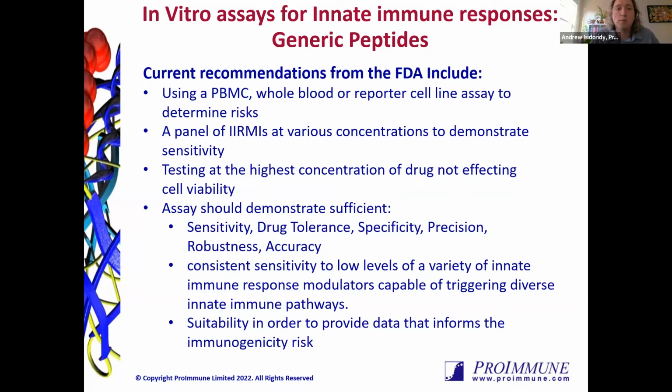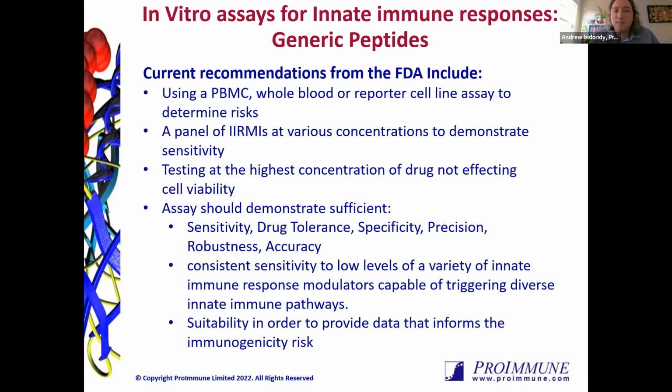In addition to the fresh whole blood, we utilize a panel of ERMIs. These are innate immune response modulating impurities. These are known impurities that target specific TLRs and elicit known cytokine responses. Then we would test your drug at the highest concentration we can that doesn't affect cell viability. These assays really need to demonstrate sufficient sensitivity, drug tolerance, specificity, precision, robustness, and accuracy.